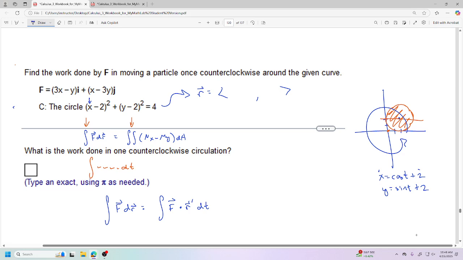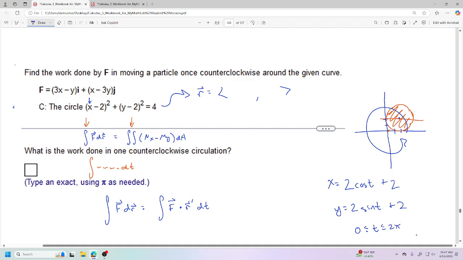So here's my hypothesis, okay? My hypothesis is that x is equal to 2 cosine t. That's my normal circle, but I'm shifting it by 2. Same with the y, 2 sine of t, but I'm shifting it by 2. And eventually, I'm going to go 0 to 2 pi for my integral, and everything will be happy.